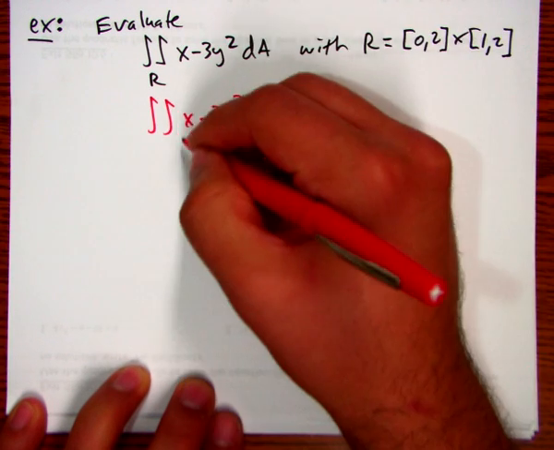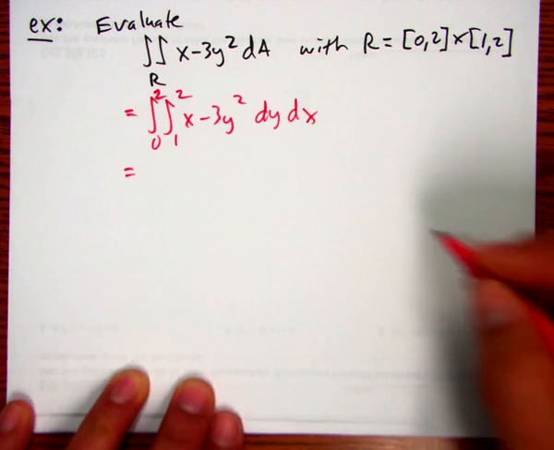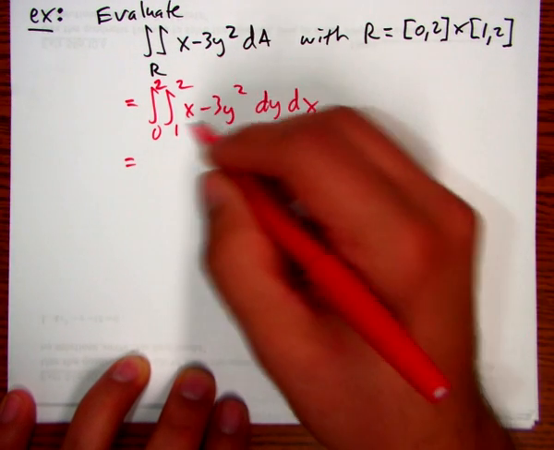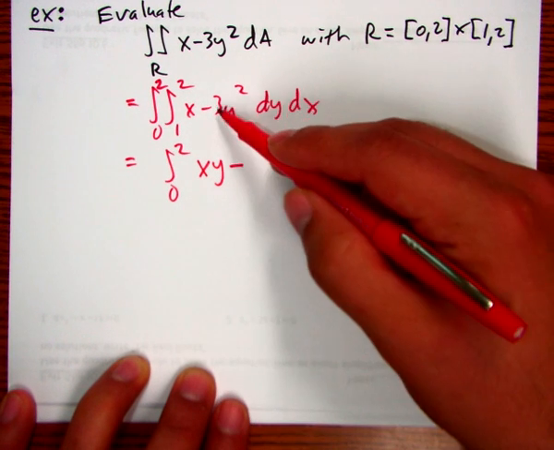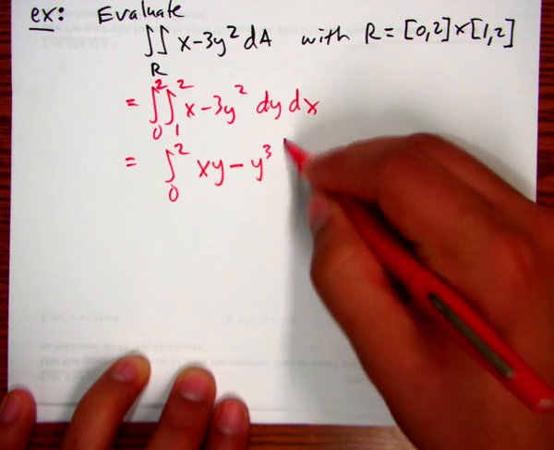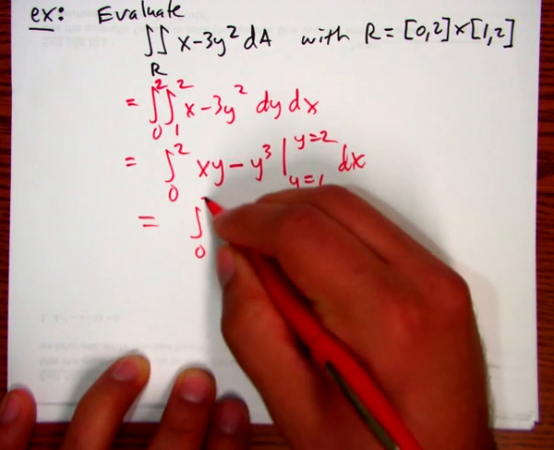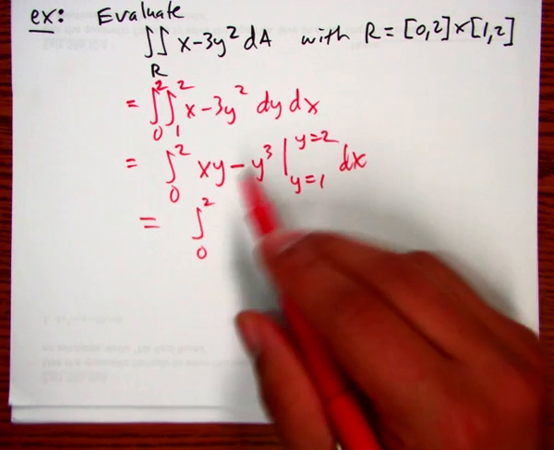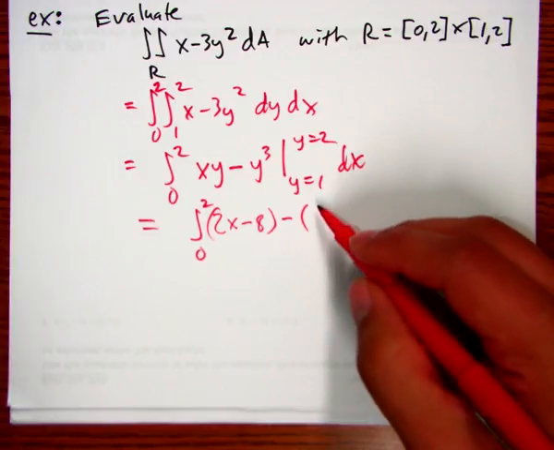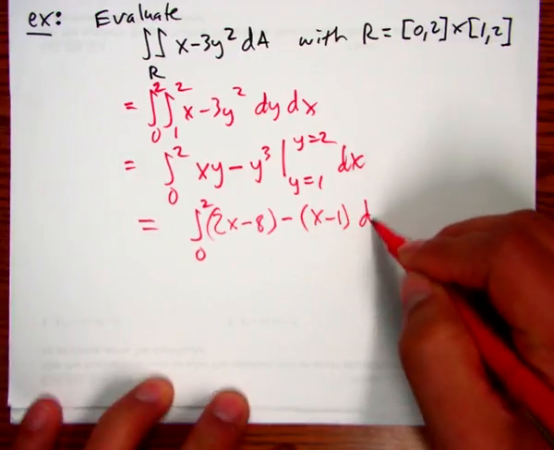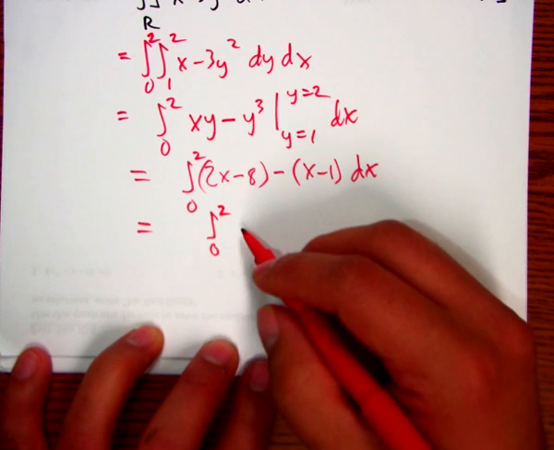So this will be from 1 to 2 and then 0 to 2. If I integrate with respect to y first, this x becomes xy, and then this becomes y cubed. And that's from y equals 1 to y equals 2. Plug in the 2. Now we get 2x minus 8 minus, plug in the 1, x minus 1. Clean it up a little bit. That's just x minus 7.